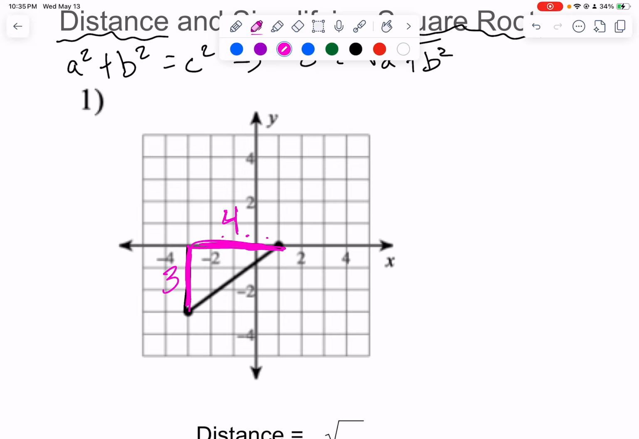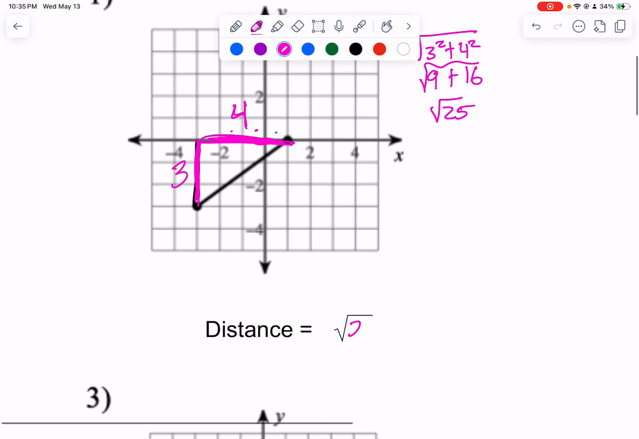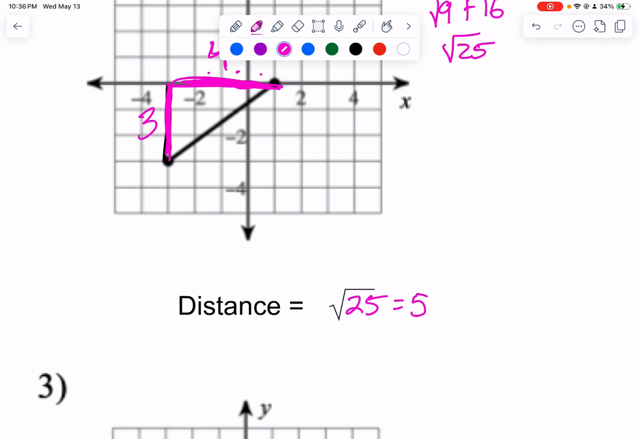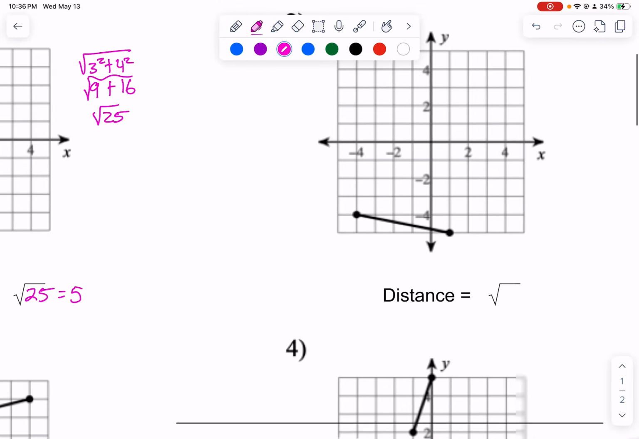So this diagonal distance then would be 3 squared plus 4 squared inside of a square root, or 9 plus 16 inside the square root, which is square root of 25. So I could put down here square root of 25, but square root of 25 simplifies. Square root of 25 is 5. So a simplified square root is when you can rewrite the number with fewer things inside of the square root. That's one version of it. Let's take a look at another version.